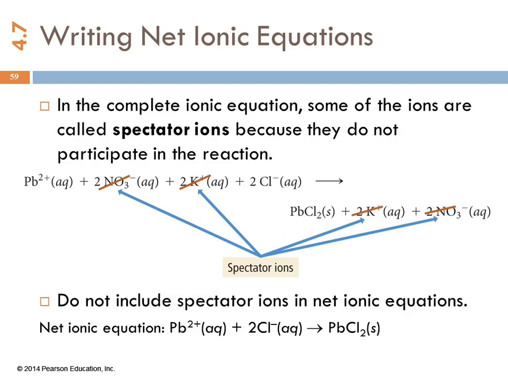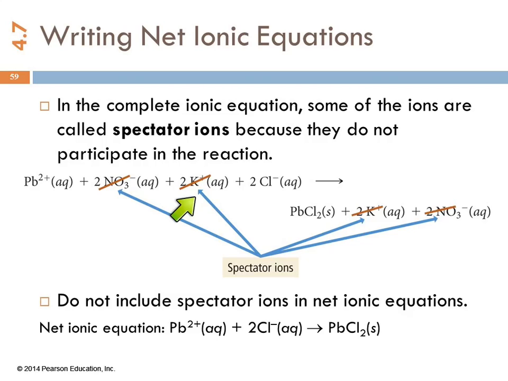Nothing happened to them. So in the net ionic equation, we're just concerned about the things that something happened to. And here we see that nitrate was floating around by itself before, and it's still floating around by itself. Nothing happened to it. It was just watching. It didn't become involved.